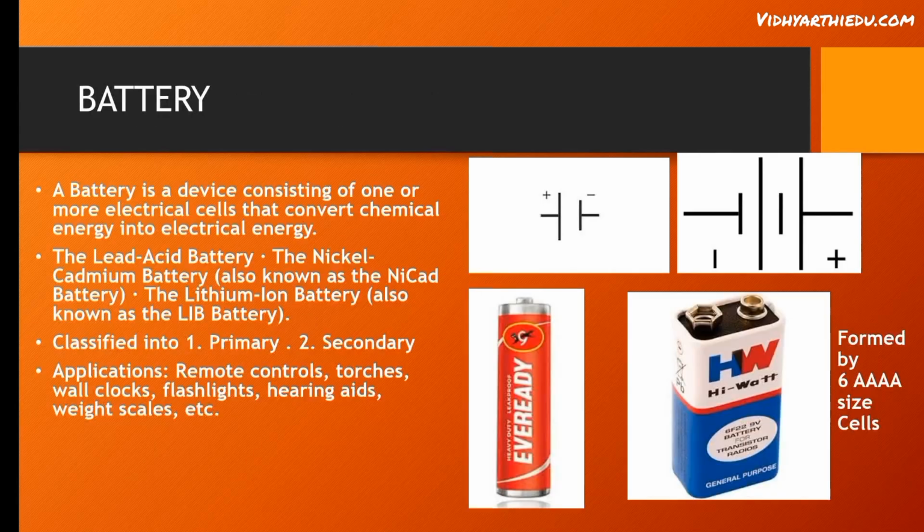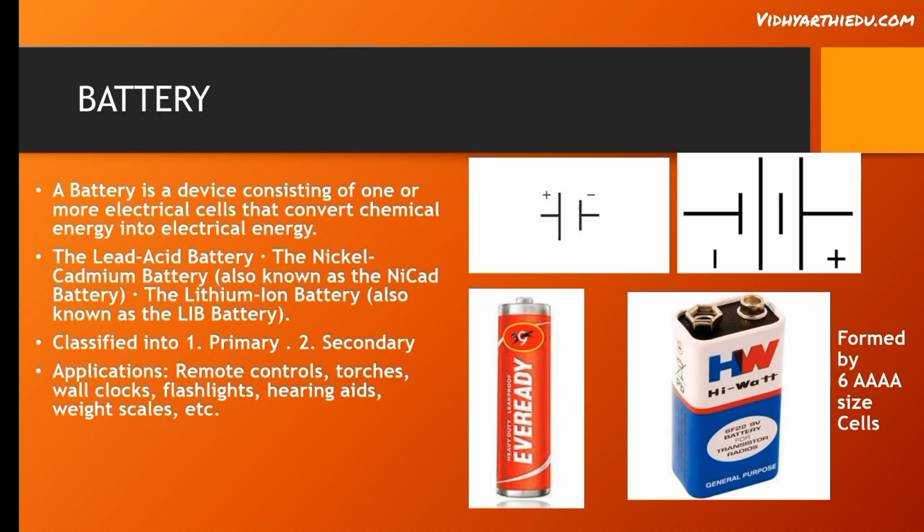Next we go to the topic of battery. What does battery mean? A battery is a device consisting of one or more electrical cells that converts chemical energy into electrical energy.